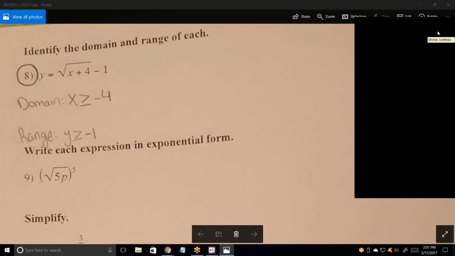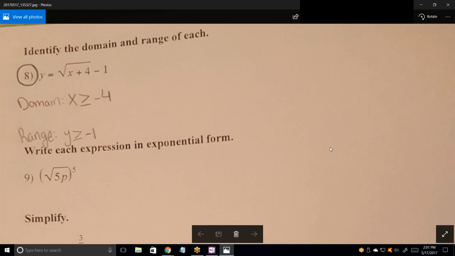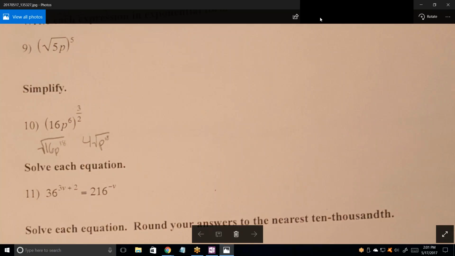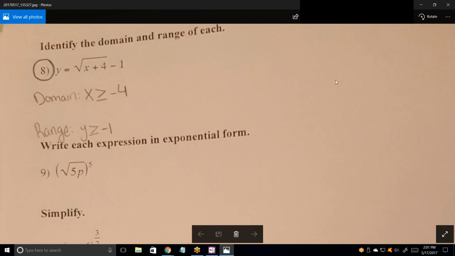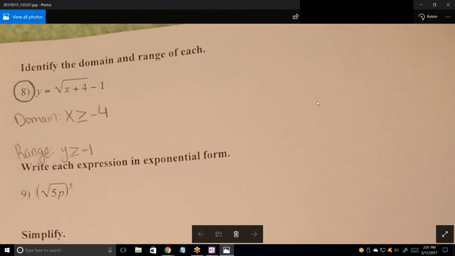Yeah, so number 10 I got on my own, I'm pretty sure. And then number 8 I circled because I'm really unsure on the domain and range sort of thing. So could we start with that one? Yeah. All right.